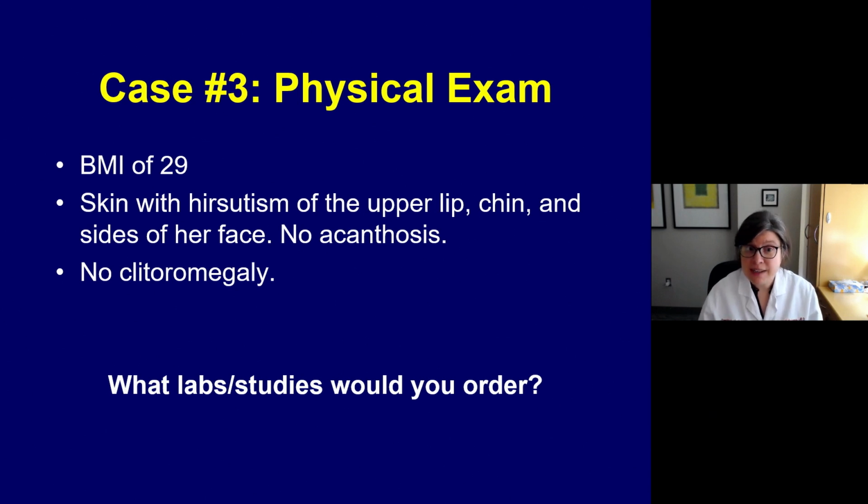Her BMI is 29. She has hirsutism of the upper lip, chin, sides of her face, no acanthosis, and no clitoromegaly. So my first question is, what labs or studies would you order in this patient with this menstrual disorder and evidence of hyperandrogenism?